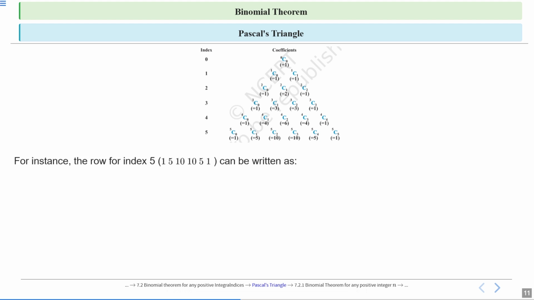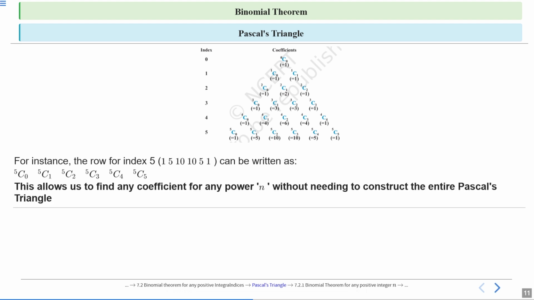So for instance, for the row of index 5, the coefficients are 1, 5, 10, 10, 5, 1. This can be written as 5C0, 5C1, 5C2, 5C3, 5C4, 5C5. So this technique helps us find coefficients for any power n without constructing the entire Pascal's triangle. It makes calculations easier for us.